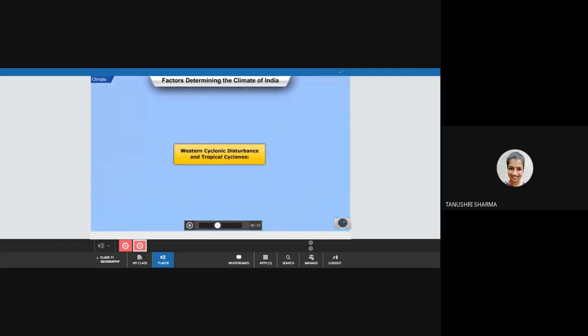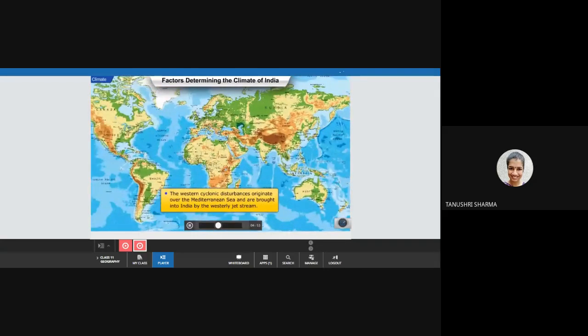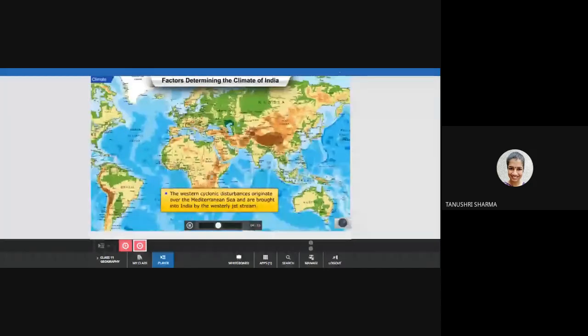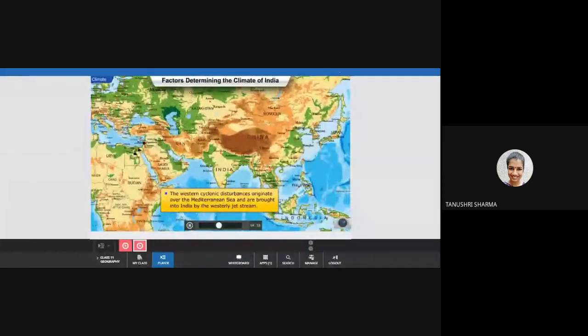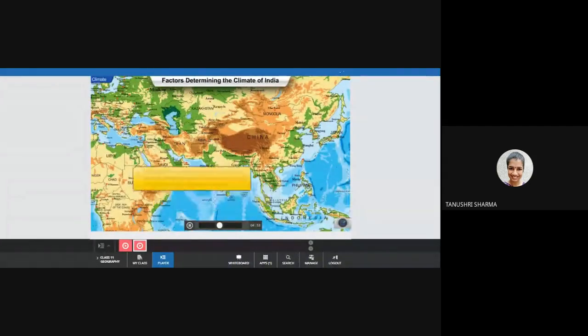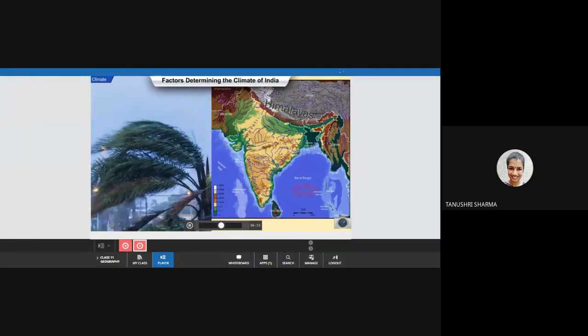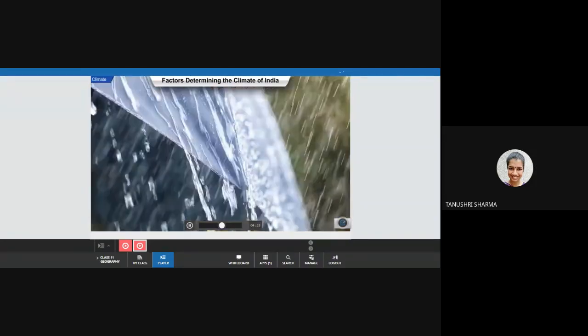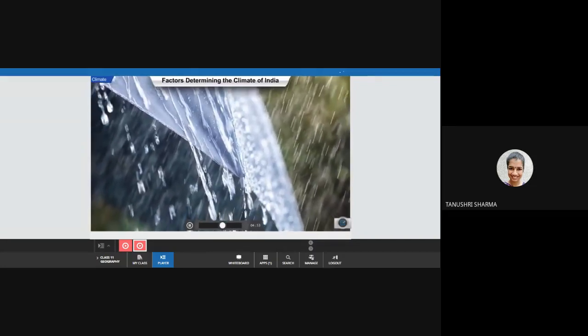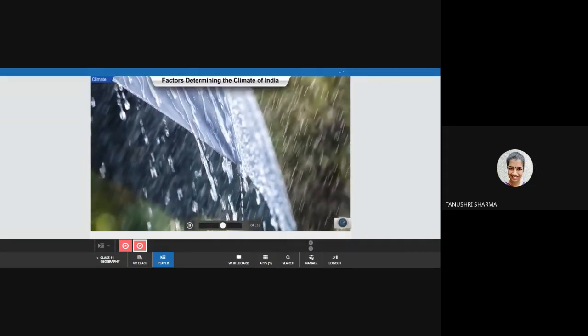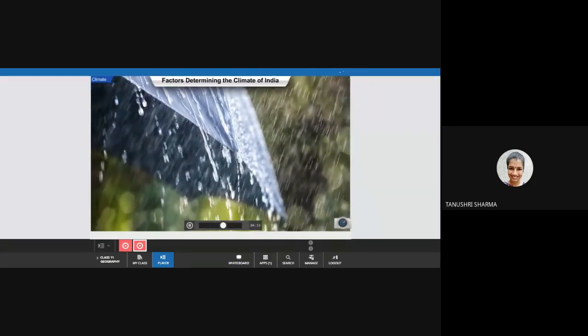Western cyclonic disturbance and tropical cyclones. The western cyclonic disturbances originate over the Mediterranean Sea and are brought into India by the westerly jet stream. Tropical cyclones originate over the Bay of Bengal and the Indian Ocean, which have very high wind velocity and heavy rainfall. They mostly hit the Tamil Nadu, Andhra Pradesh and Orissa coast. Most of these cyclones are very destructive due to high wind velocity and high intensity torrential rain.